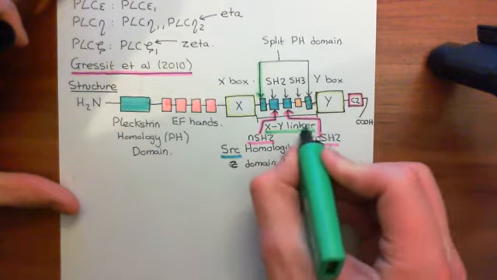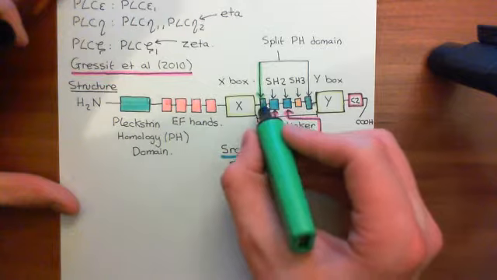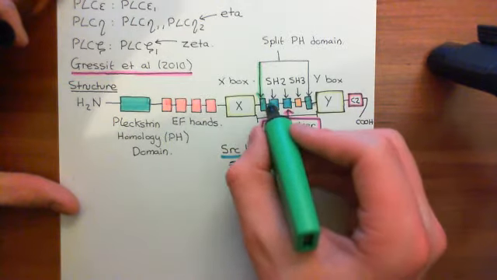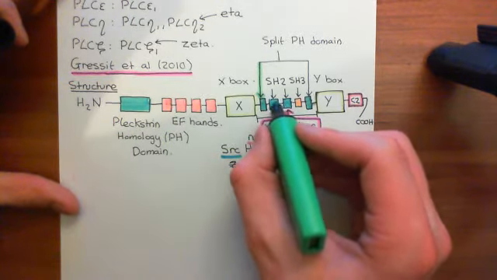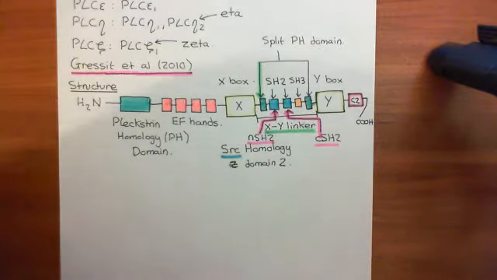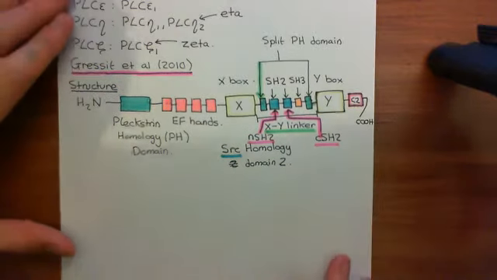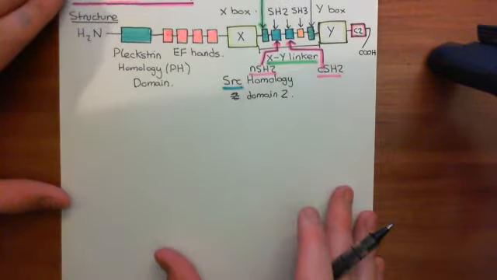Here it is. So this portion here has the split pleckstrin homology domain with two SH2 domains, the NSH2 and the CSH2 domain, and then finally an SH3 domain there. So let's now put this together into a three-dimensional structure.